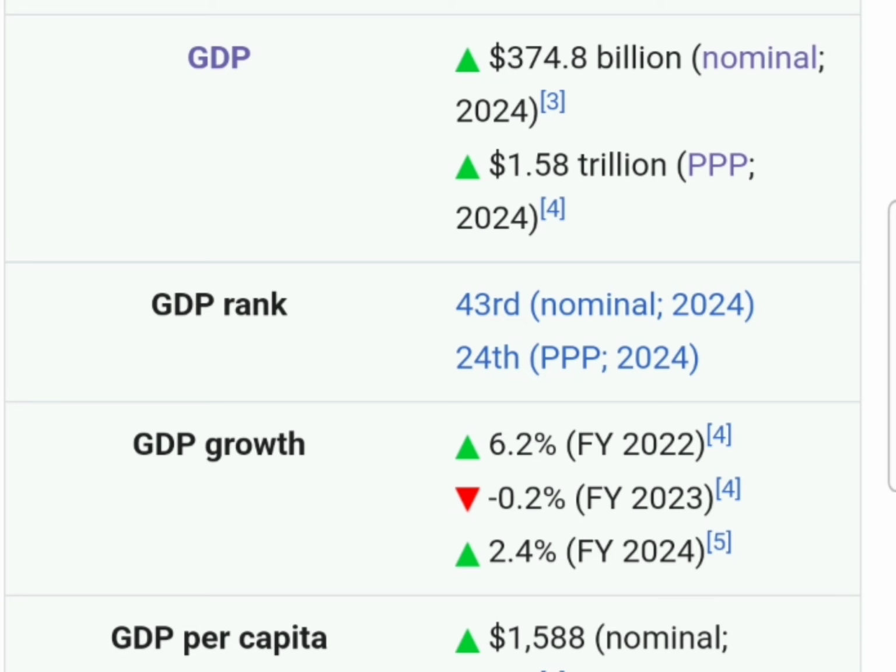What is GDP growth? GDP growth is the increase in our GDP figure over the previous one year. For example, currently we have a 375 billion US dollar GDP, and the percentage increase in 2025 will be our GDP growth rate for the next year.